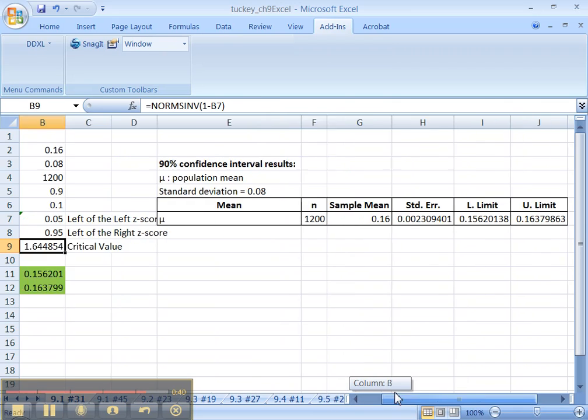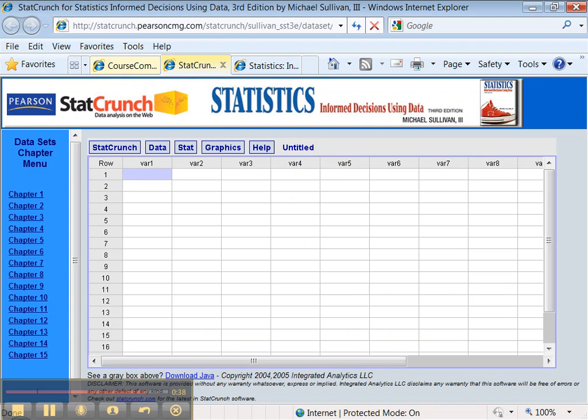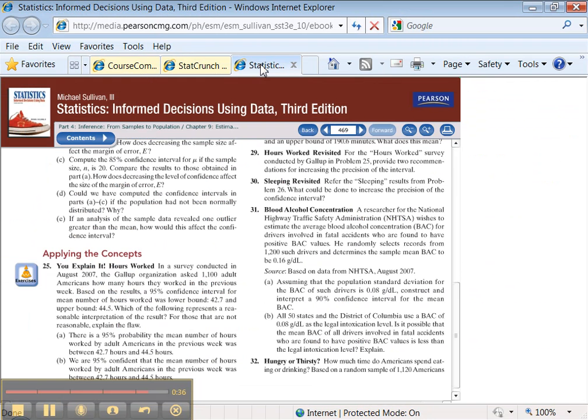Alright, so there you go. That's part A all done, and part B I'm not going to go over, but I gave you some hints. And next time I see you, we'll work on number 45, I believe.